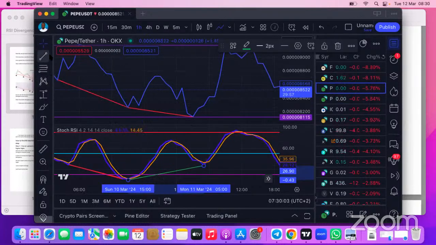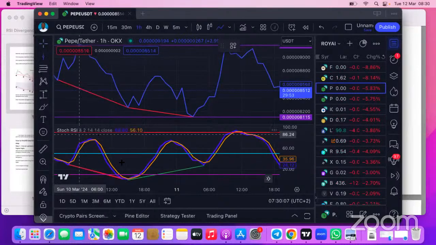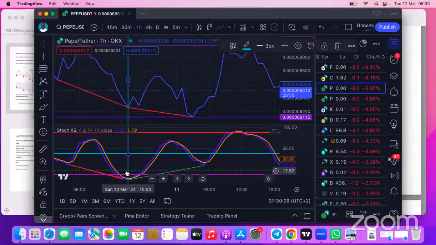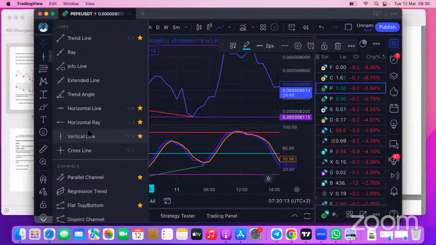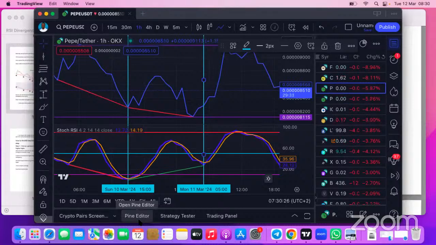So let's identify our divergence with vertical lines. We draw our vertical line here, and we draw another vertical line. And this that we have drawn here is what we call a divergence. Give me one in the chat if you have understood the bullish divergence. Give me a yes or a one in the chat if you have understood how you locate or find a bullish divergence.